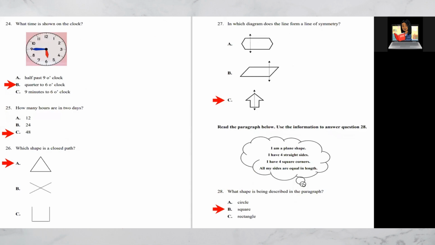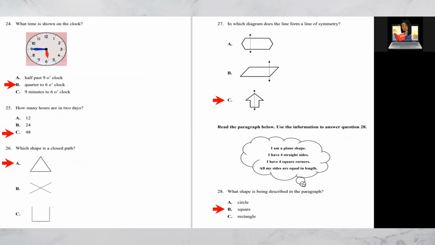Let's look at 24. Question 24 has a clock. Remember, children, that the short hand goes to the hour, and the long hand is the minute hand. So what time is it on the clock? It is 6:15, 1/4 or 15 minutes past 6.